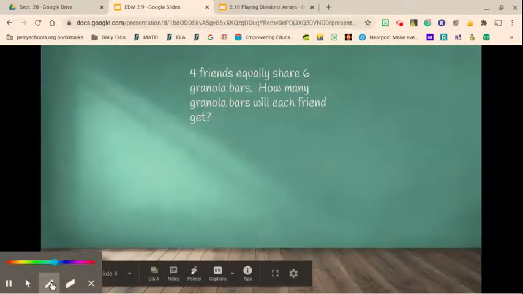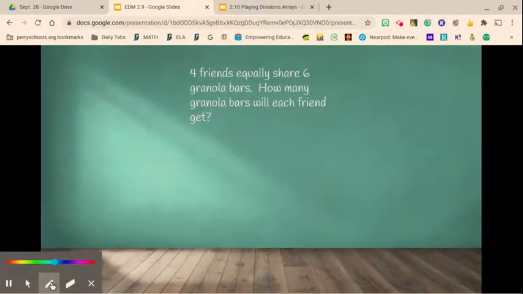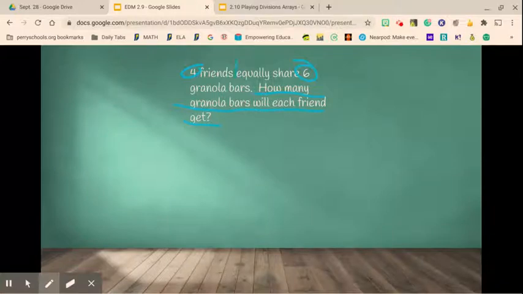All right, so for this problem, my number story says 4 friends equally share 6 granola bars. How many granola bars will each friend get? So I'm still going to go through cubes, and I'm going to circle 4 and 6. And I'm going to underline my question, how many granola bars will each friend get? And then I'm going to think about boxing my keywords in, and I see equally share, and then I see each.